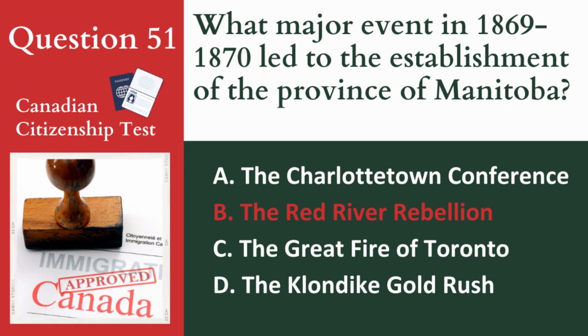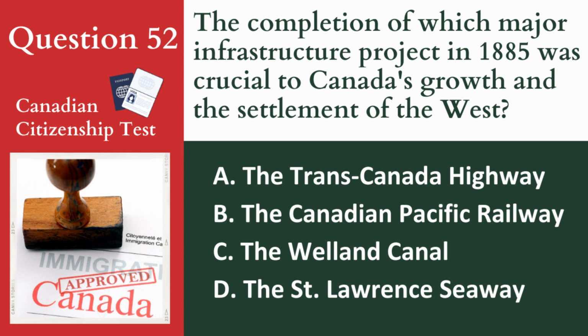Question 52. The completion of which major infrastructure project in 1885 was crucial to Canada's growth and the settlement of the West? A. The Trans-Canada Highway. B. The Canadian Pacific Railway. C. The Welland Canal. D. The St. Lawrence Seaway. Answer: B. The Canadian Pacific Railway. The completion of the Canadian Pacific Railway was crucial to Canada's growth, facilitating the settlement of the West and becoming a symbol of national unity.